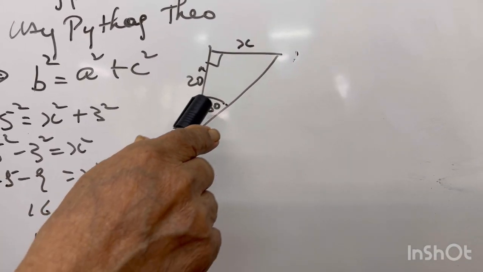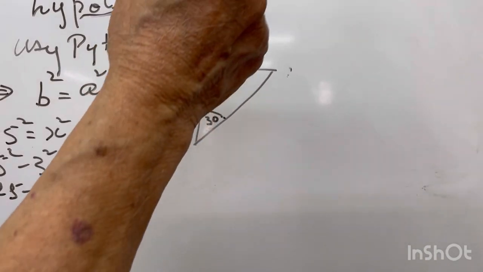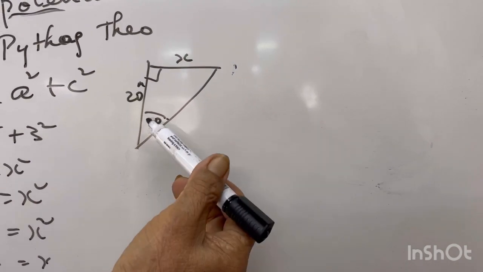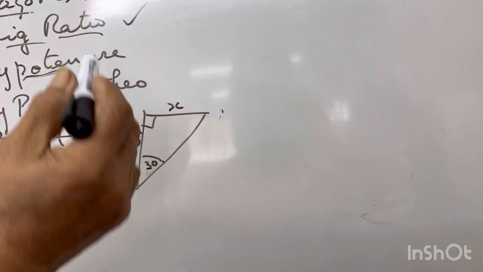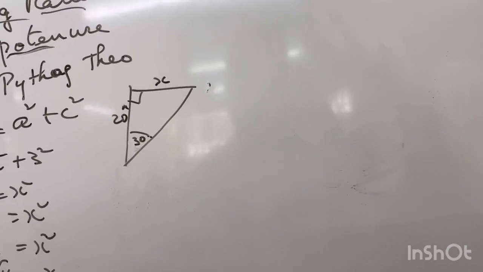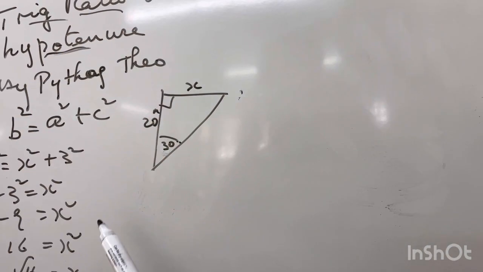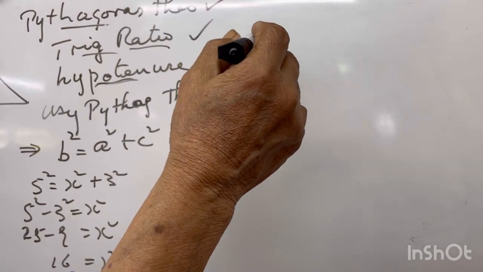Right away I recognize that it's a right angle triangle, so I have to use Pythagoras theorem or trig ratio. Since I'm given an angle, I use trig ratio. Since I'm not given an angle, I use Pythagoras theorem. I'm given an angle, so I use trig ratio. I must know the roots of trig ratio.